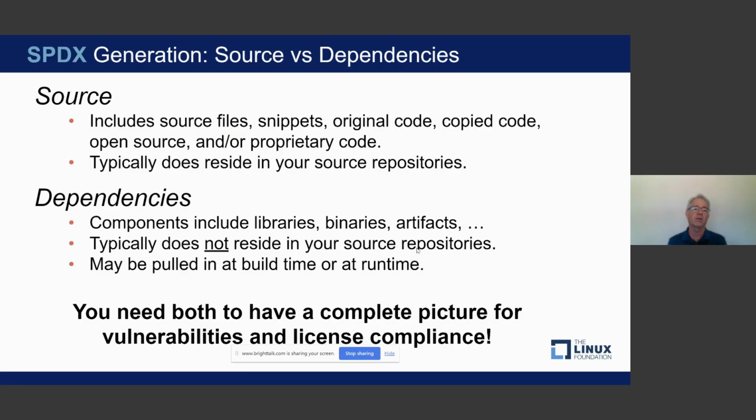Dependencies are important for understanding not only the security vulnerabilities, but also any license compliance supportability issues. But the source is also very important, especially in license compliance, knowing all the source files that are there, because sometimes you'll run across licenses that are a little bit unexpected. So for a complete picture, we always advise to have both that information in there.